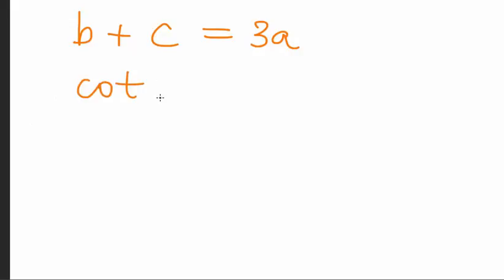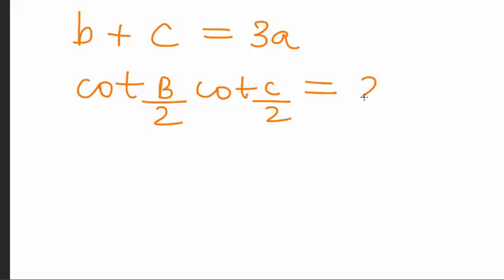So if b plus c equals 3a, then basically we have to prove that cotangent of b by 2 times cotangent of c by 2 is equal to 2. So this is what we would like to prove. So let's think about how we are going to solve this.